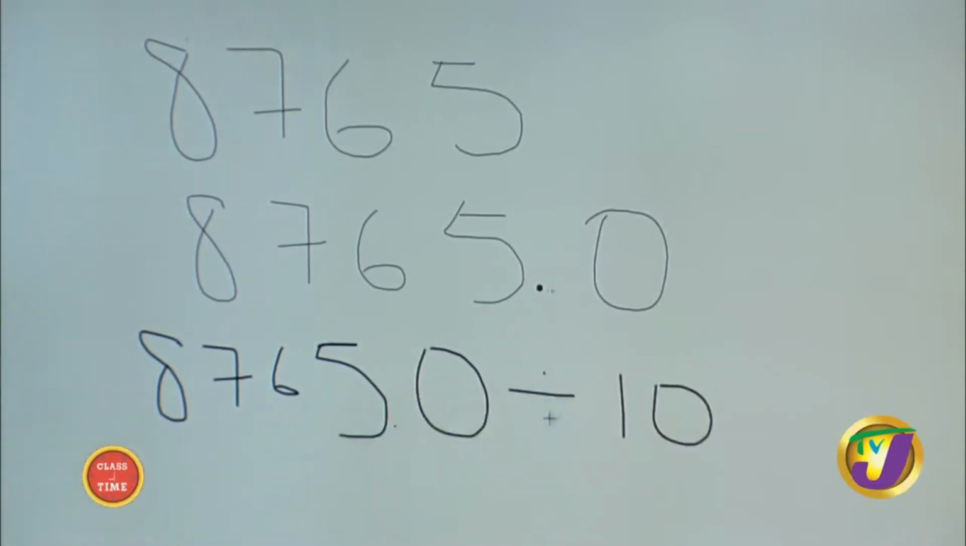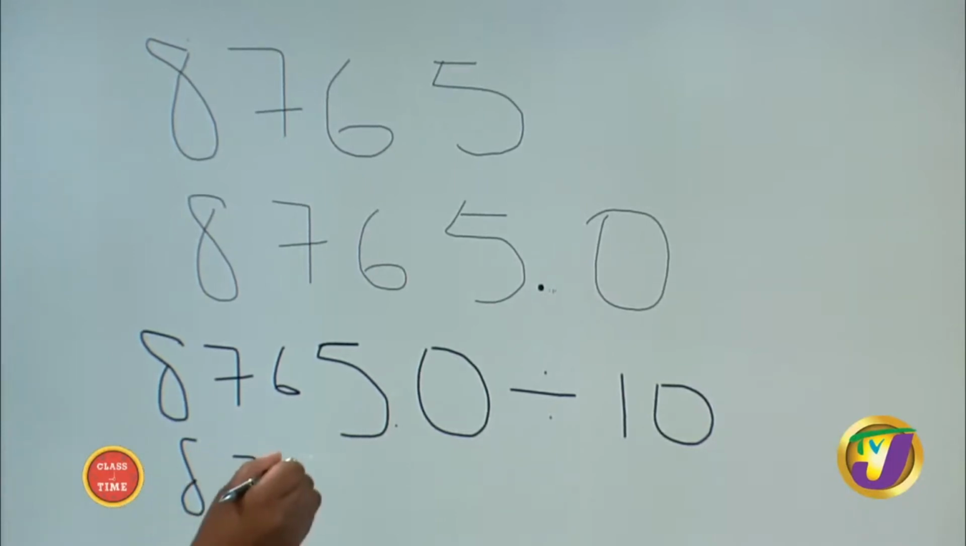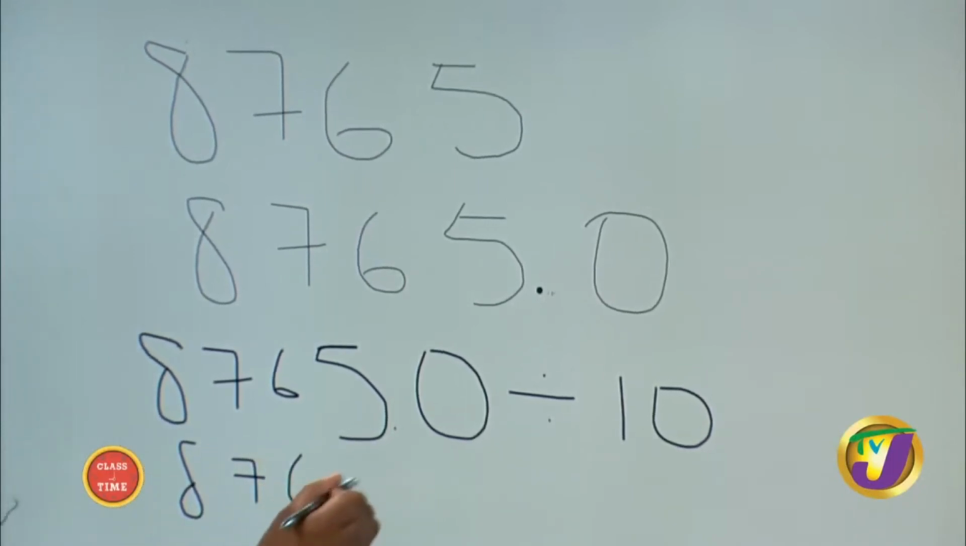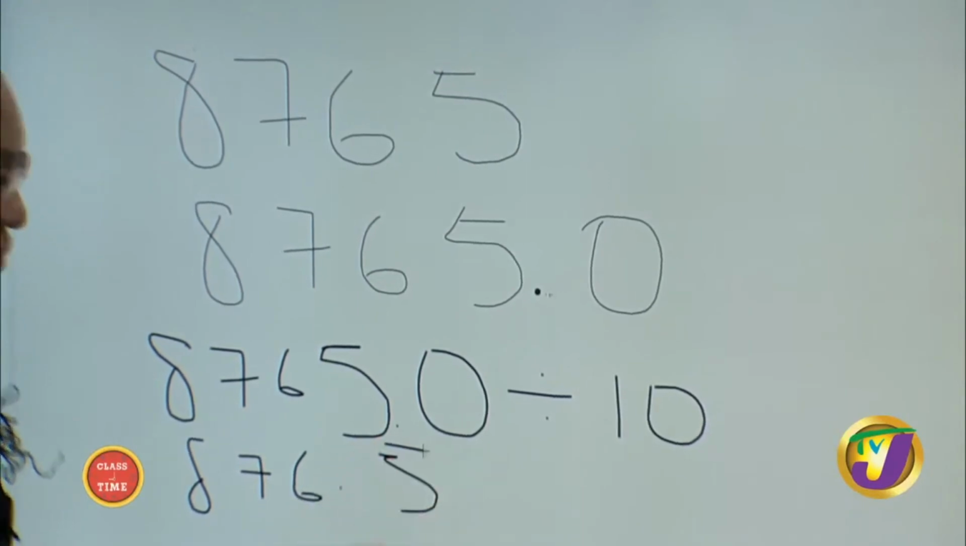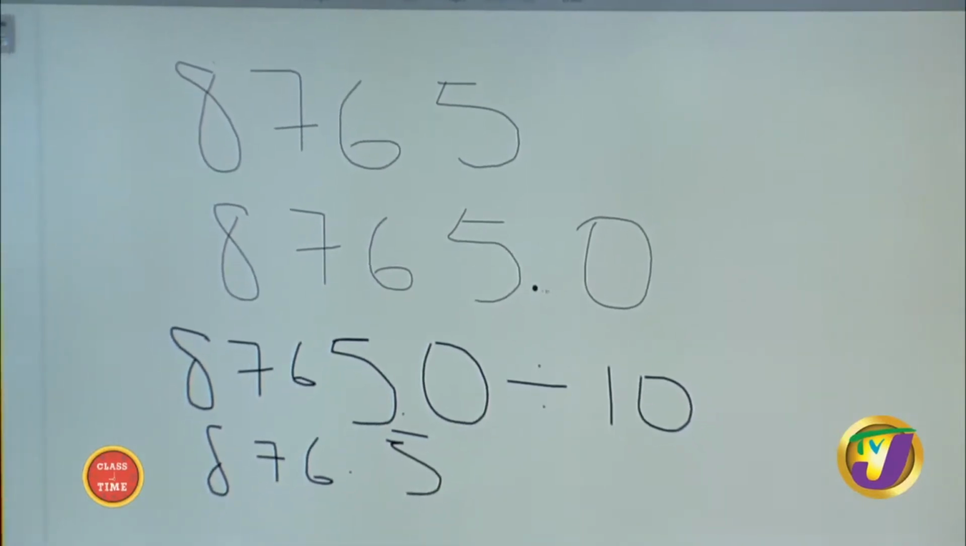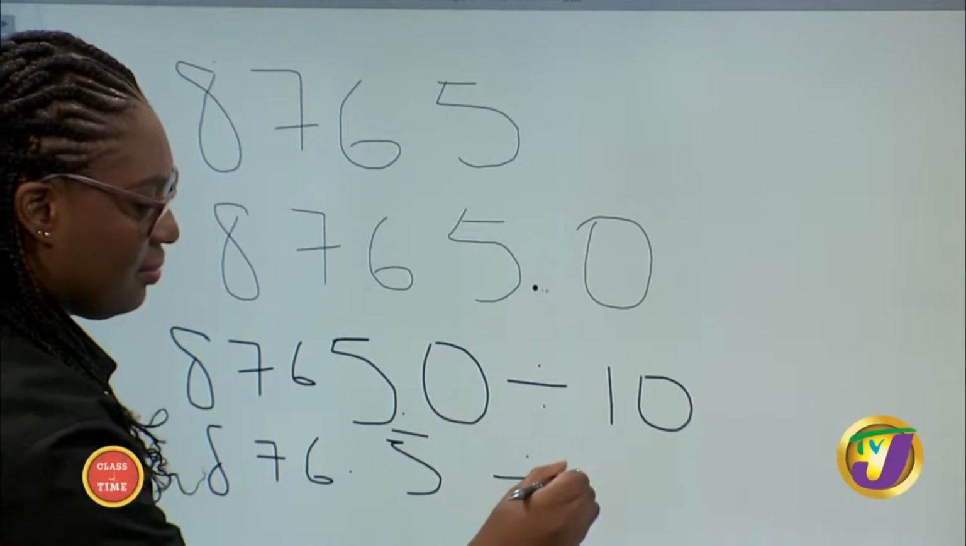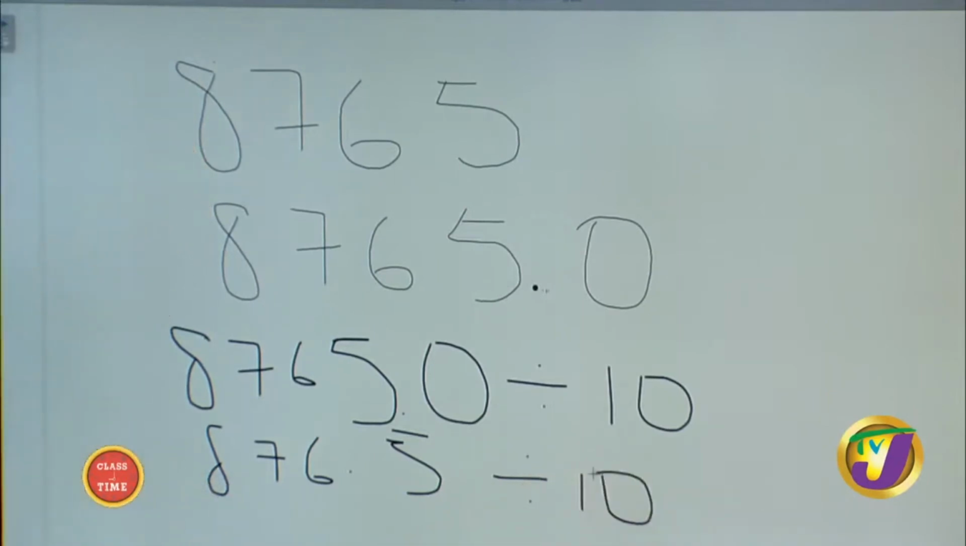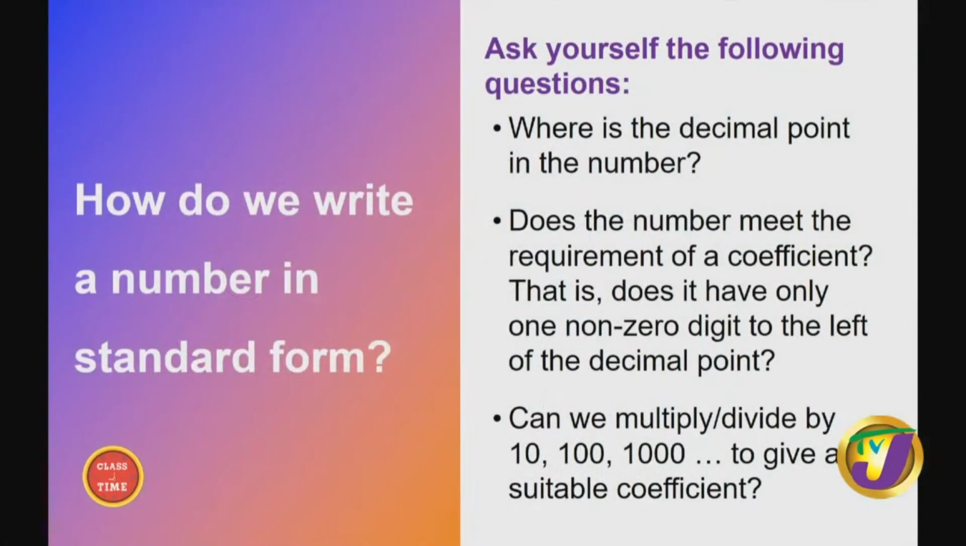All right. We know how to multiply and divide by 10 easily. So that would just be 876 and 5/10. We still don't have a suitable coefficient, so I think we should divide again. Let's write equals 876.5.